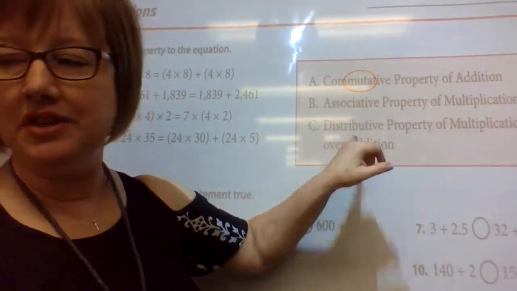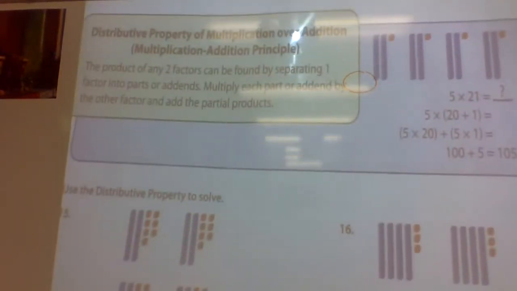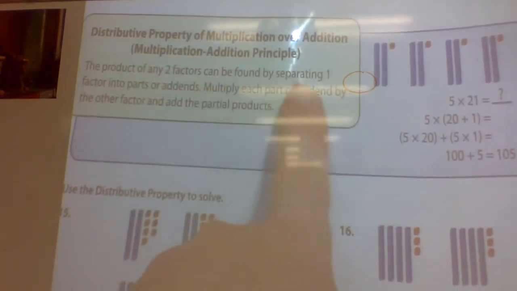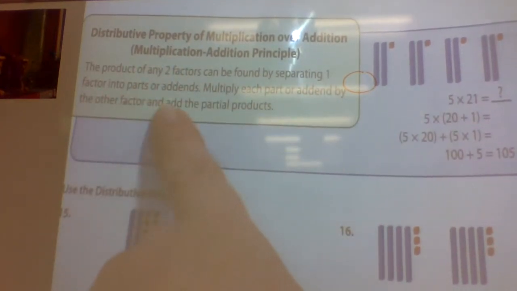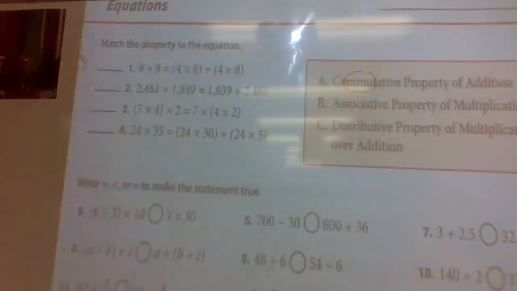And then this one, the distributive property. You know what distribute means? It means to pass something out or to carry it out. So here's when we learned it a long time ago. The product of any two factors can be found by separating one factor into parts or addends. Multiply each part or addend by the other factor and add the partial products.